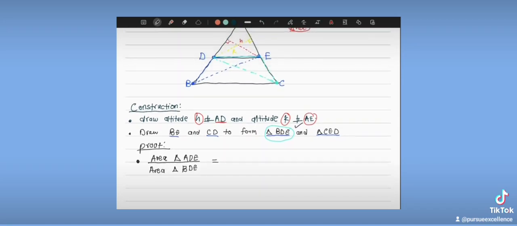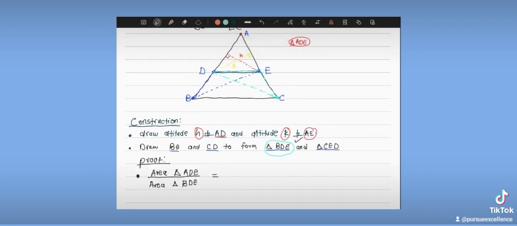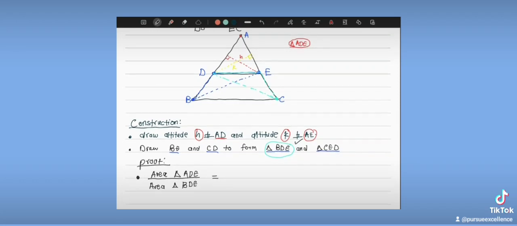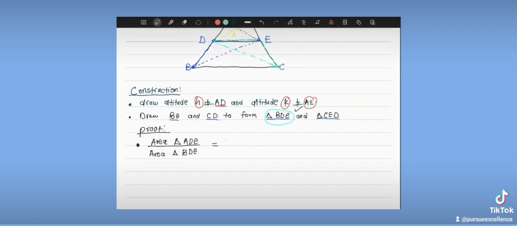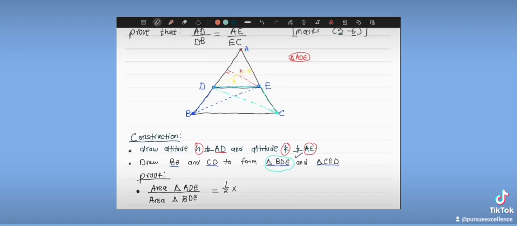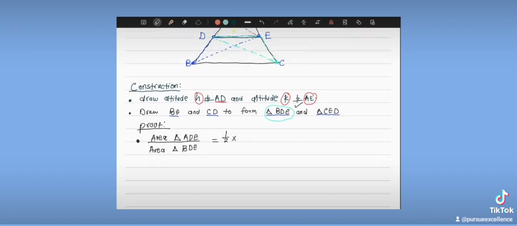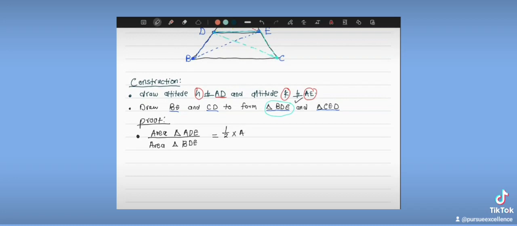So let's check this one, the triangle ADE. In this first point, I'm going to use the first altitude, which is H. I'm going to take the base as AD here and find the area. So it's going to be half multiplied by the base. The base, I'm going to use AD at the moment.